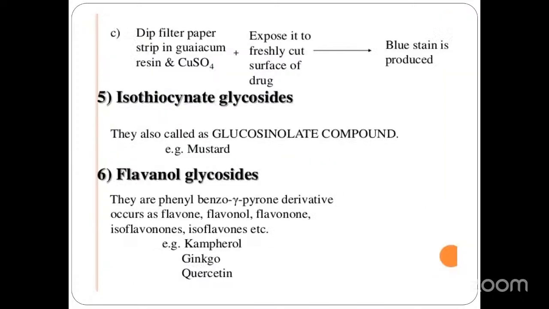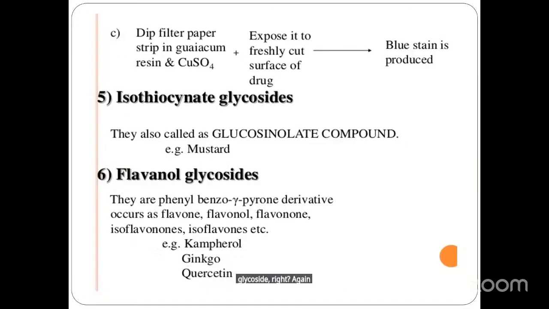Then you have to particularly take resin and copper sulfate. In that, you have to dip the filter paper strip, then expose it to the freshly cut surface of the drug, and you will get a blue stain produced. So these are the tests for the cyanogenetic glycoside, right?